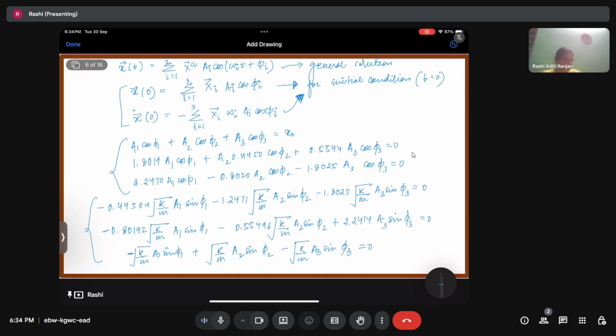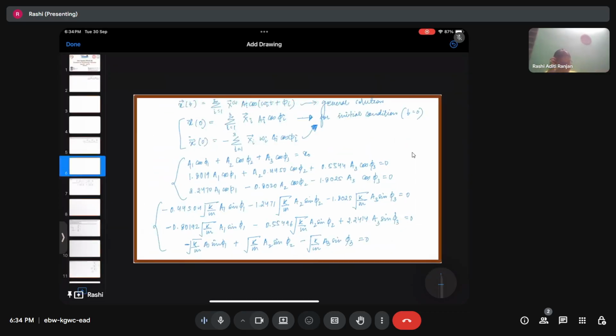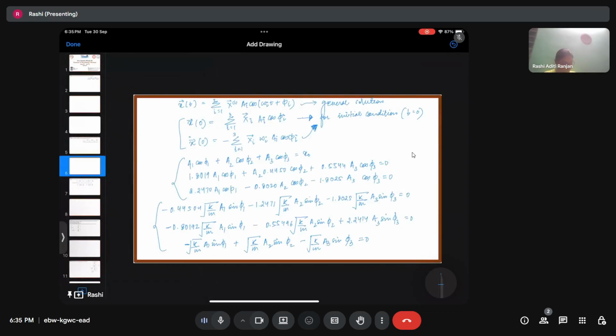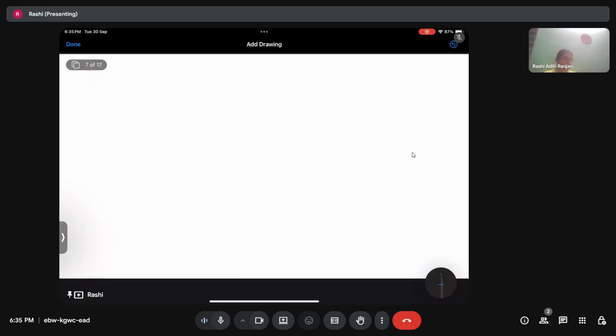Correct? Now, solving these, we are going to get the values. Anyways, I'm not getting into solving every one of the equations. Our main aim is to solve the previous equations and find the values of the variables.